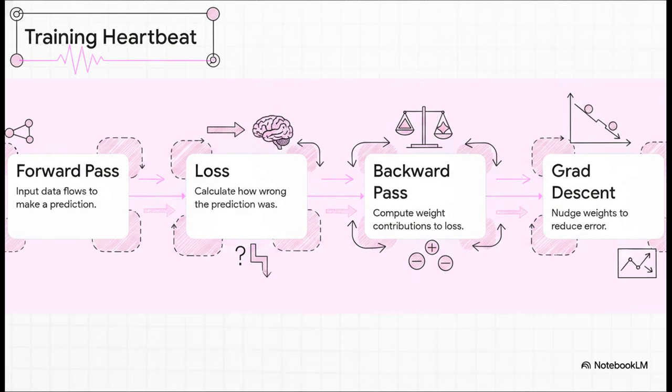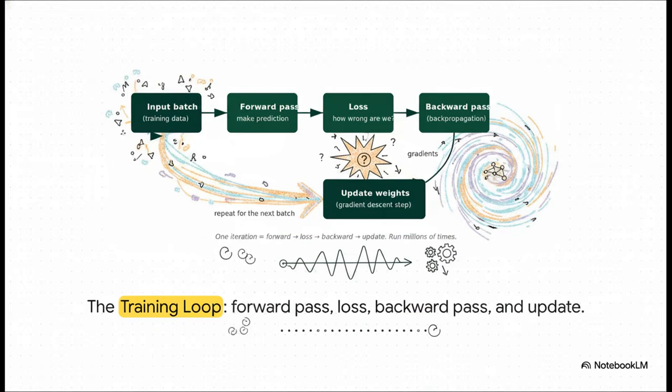Training a model is an incredibly repetitive process, and it really all boils down to 4 sequential steps. Think of this as the heartbeat. Step 1, the forward pass. Step 2, calculating the loss. Step 3, the backward pass. And Step 4, gradient descent. Let's look at that in motion.